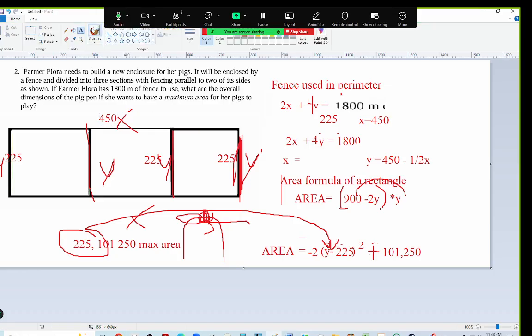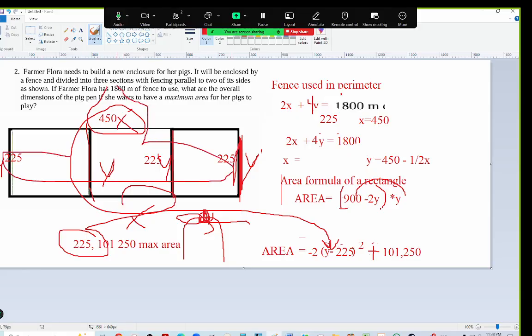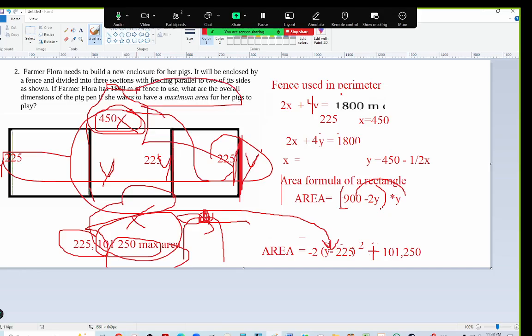If I add up all that, that's 900 plus 900, that's the 1800 in fence. And if I multiply them, I get my max area, and that's what he's concerned with. Why? Because he wants to be able to hold as many things inside the fencing for the price of that fencing.